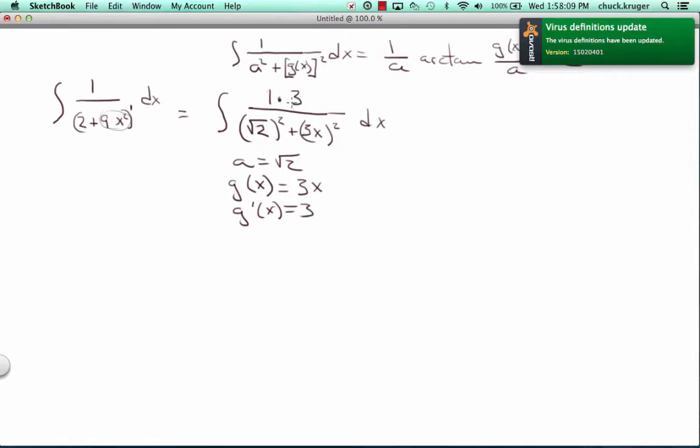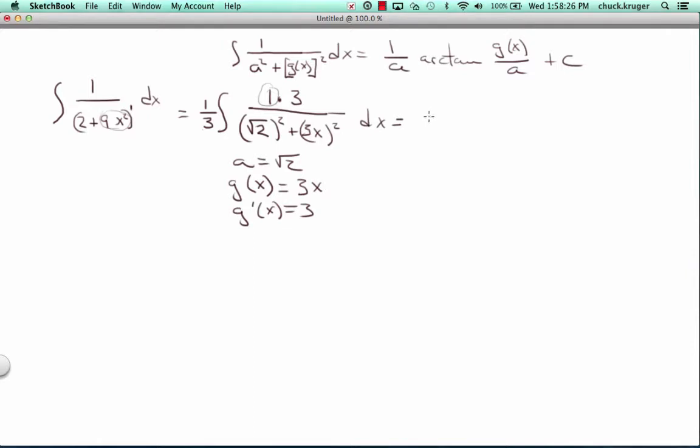I can multiply that by 3. But because I'm multiplying the top by 3, I have to multiply the outside by 1/3. So these simplify, giving me that 1 that I have up there. Now this is going to equal 1 over what was a, the square root of 2, the arctangent.